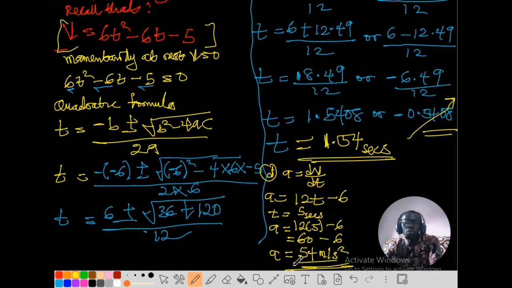So this is how you determine the acceleration of a body when the body is given the position, which is distance, and then you differentiate the distance to get velocity. Then when you differentiate the velocity, it gives you acceleration.